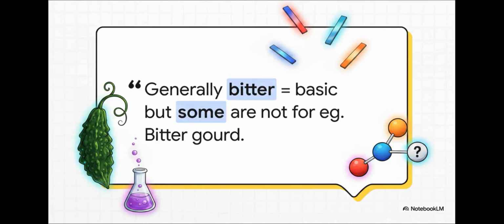But, and I love this little detail from the notes, it's not always so simple. Yeah, the general rule is bitter means basic, but nature loves to throw us a curveball. Take a bitter gourd, for example. The name says it all, it's bitter, but chemically, it's not a base. It's a great reminder that in science, there are always these fascinating exceptions to the rule.